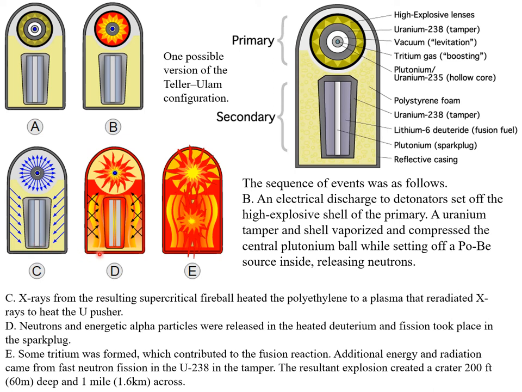Neutrons and the energetic alpha particles were released in the heated deuterium and fission took place in the spark plug. Then go to figure E. Some tritium was formed, which contributed to the fusion reaction. Additional energy and radiation came from fast neutron fission in the uranium-238 in the tamper. The resultant explosion created a crater 200 feet deep and 1 mile across.